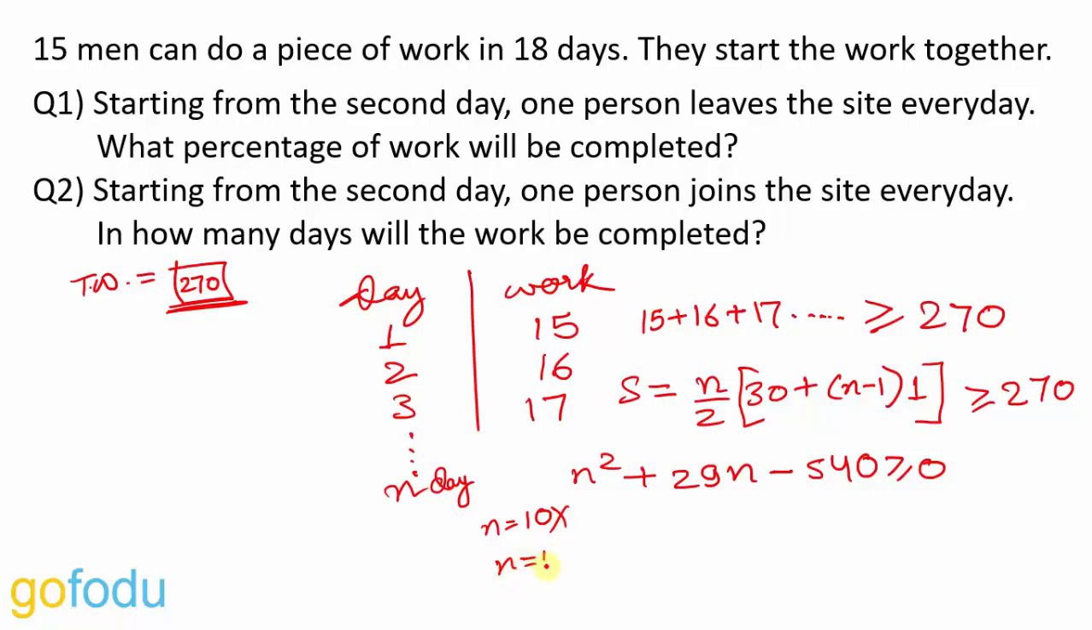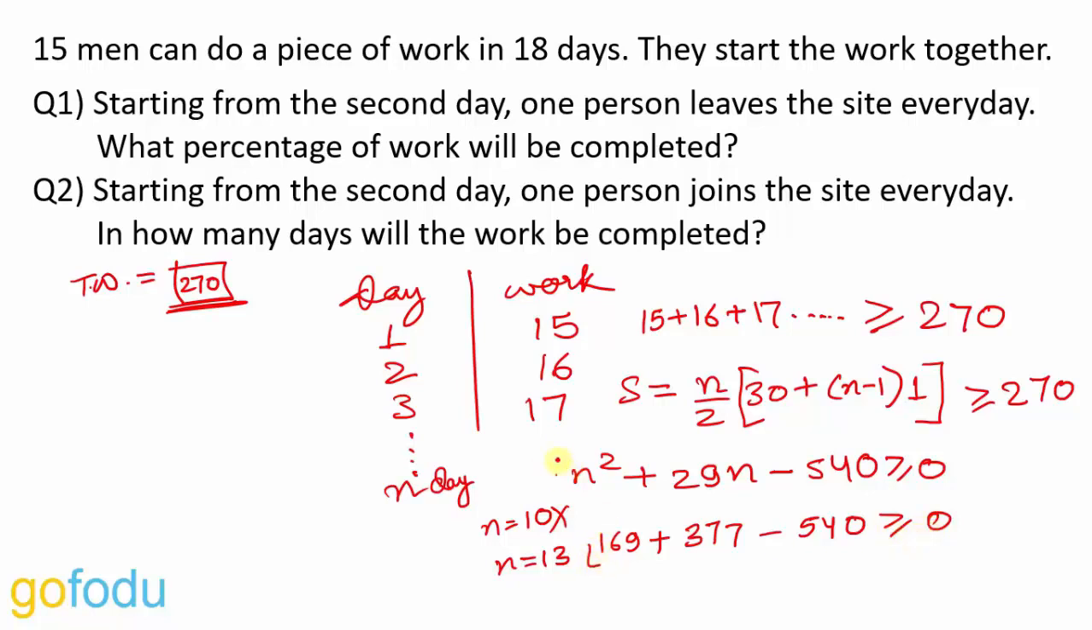Let me put n as 13 here. n square will be 169. 29 into 13 would be 290 plus 87, that is 377. And this sum is 546, which is greater than 540. So overall this left hand side is greater than 0. So on the 13th day, the work will get completed.